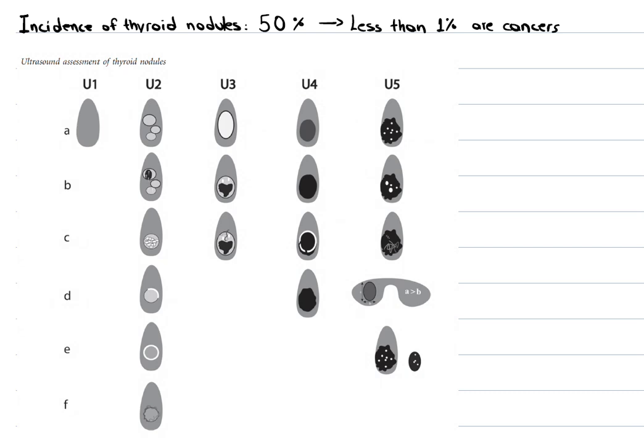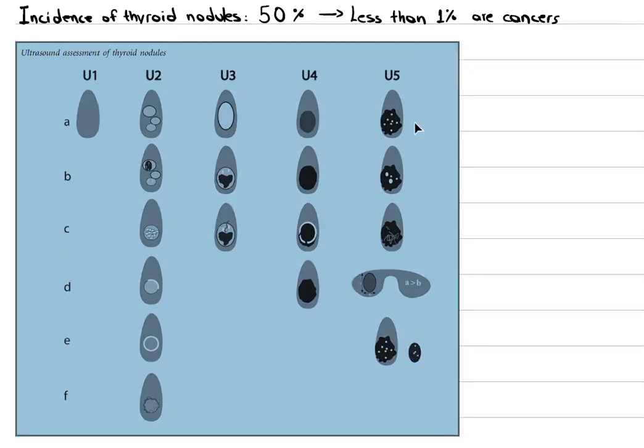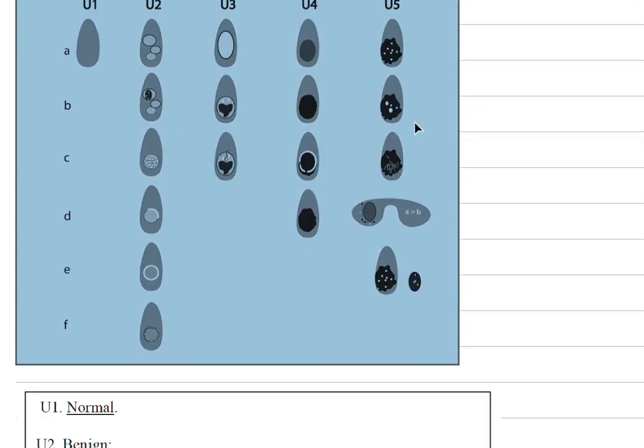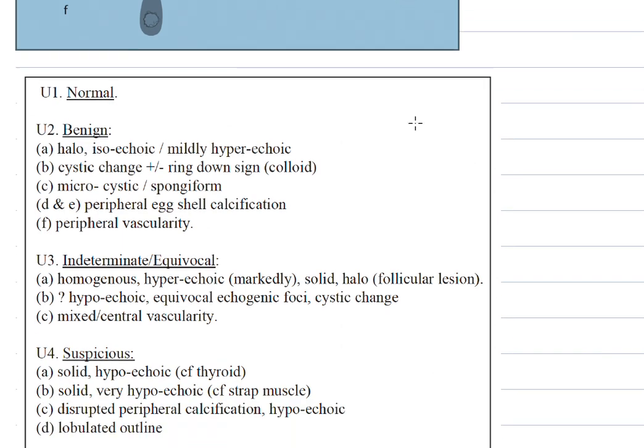In this video today we will discuss thyroid nodules. The incidence of thyroid nodule is almost 50%, and out of them less than 1% are cancers. According to the ultrasound assessment of thyroid nodule, there are 5 kinds: U1, then U2, U3, U4 and U5. This is the ultrasound based classification of thyroid nodule. So let's read about them one by one.